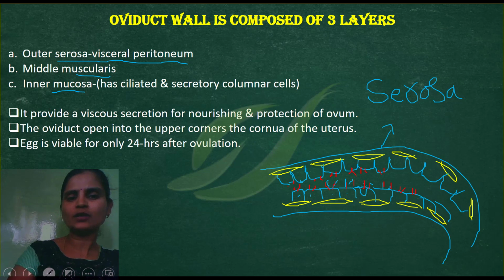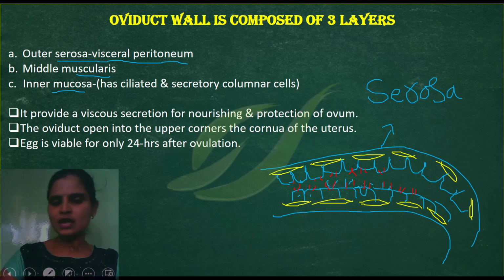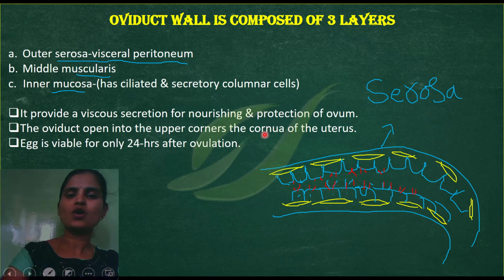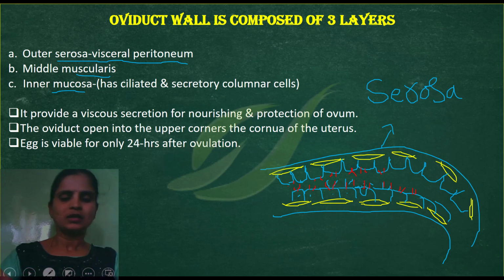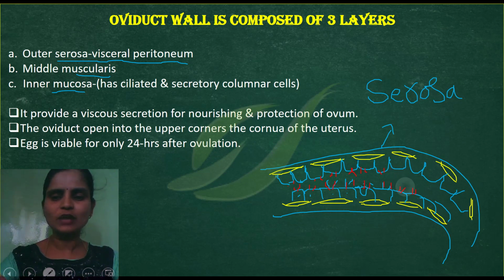As you have observed, the ovum will be released into the fallopian tube, which nourishes as well as protects the ovum. The oviduct will open into the upper corners of the uterus. The region where the fallopian tube enters the uterus is also called the cornua. The egg is viable only for 24 hours after ovulation. The egg will be present here in the fallopian tube for 24 hours.